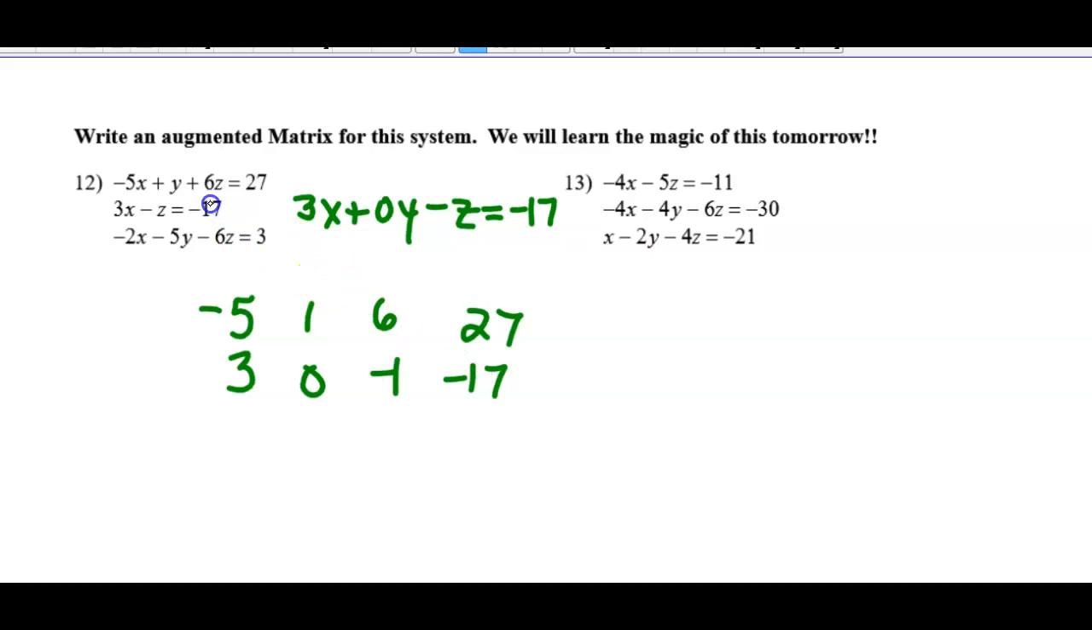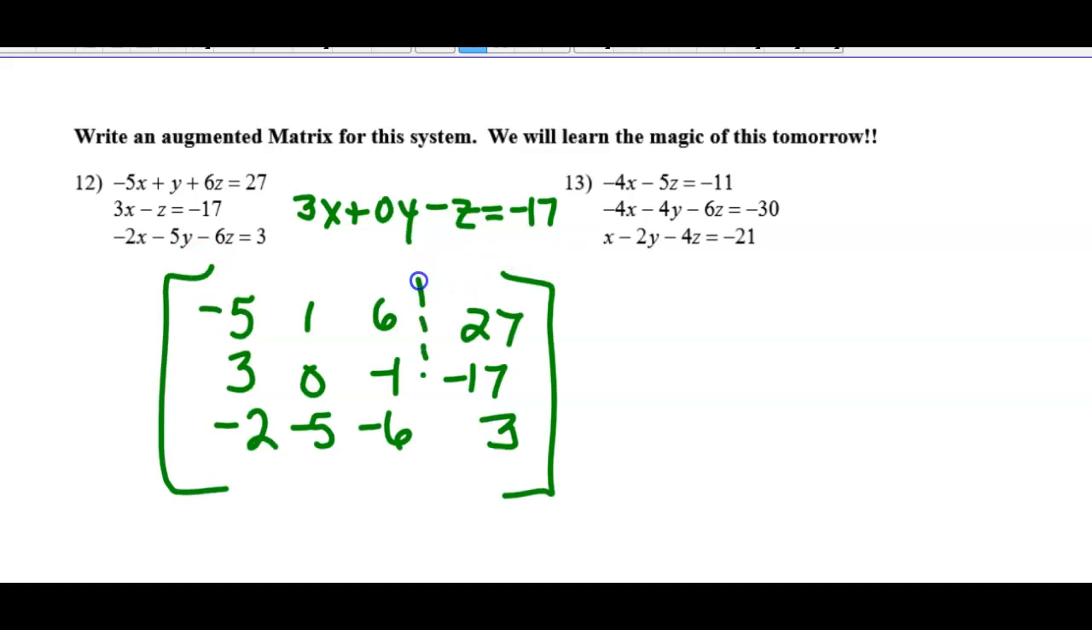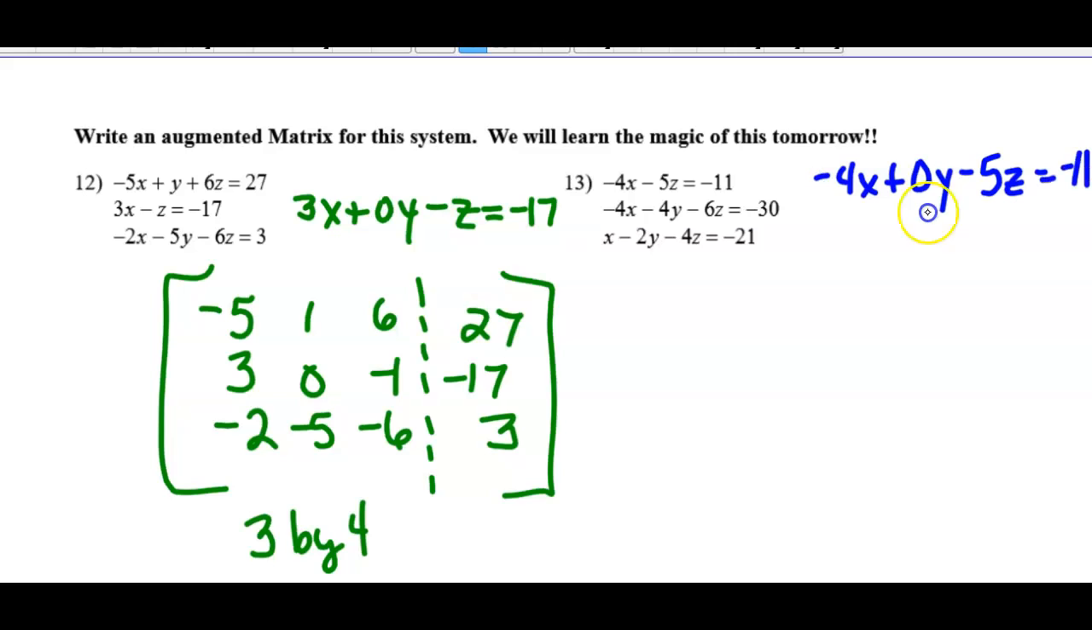And it's real easy to forget those, so make sure you have everything in X, Y, Z, or A, B, C, or whatever order you're doing it in. They have to all be the same, and then you have to have equals constant back here. All right, so this would be a 3x4, and that's what we're going to do most of on our calculator tomorrow. Let's see, this one would be negative 4x plus 0y minus 5z equals negative 11.